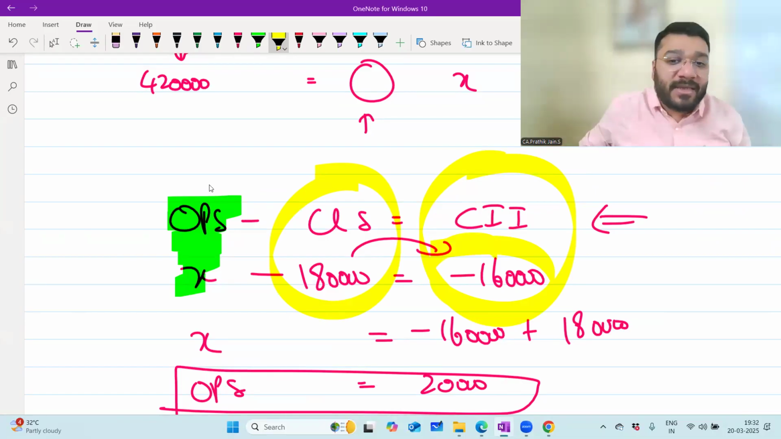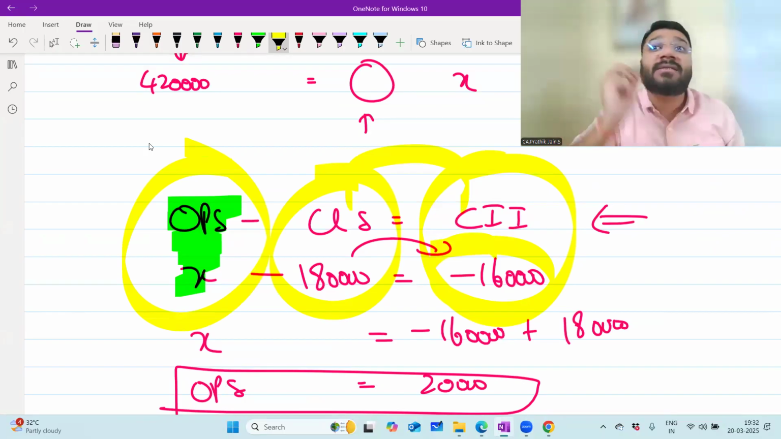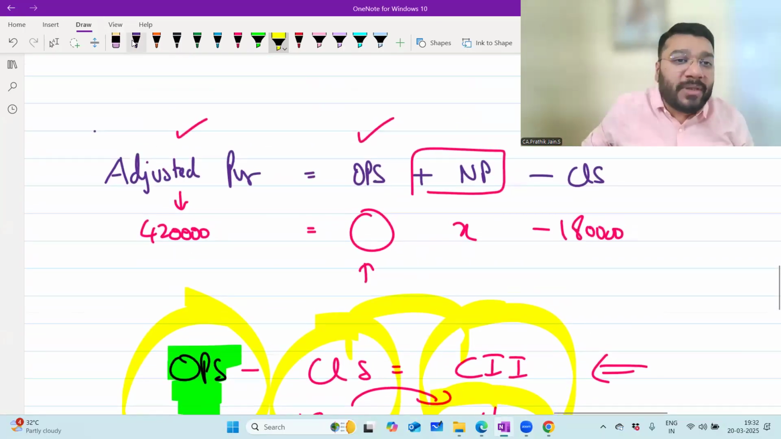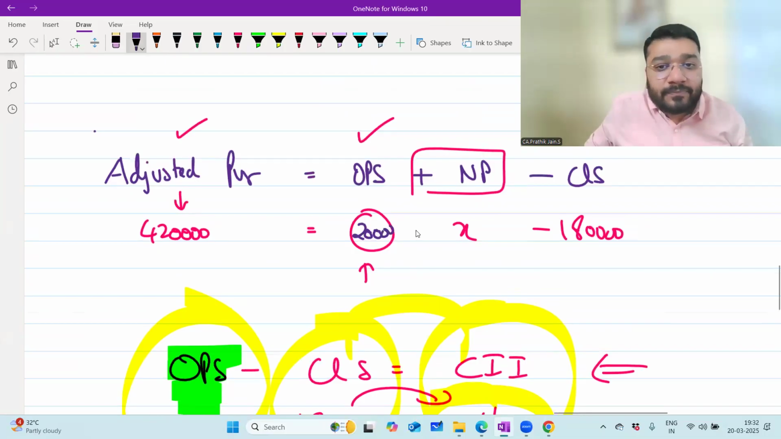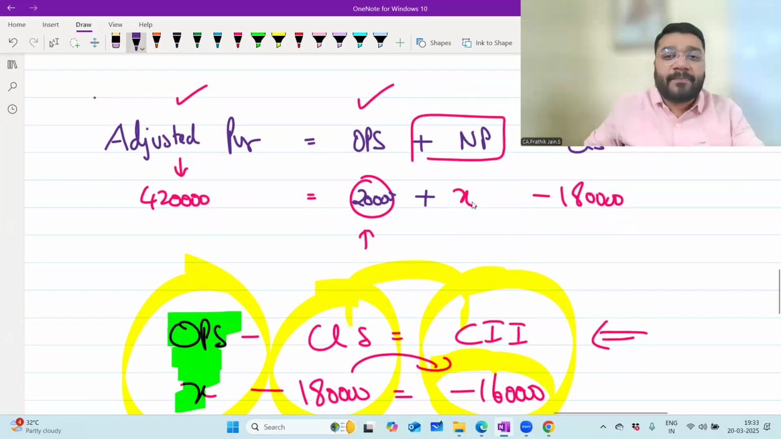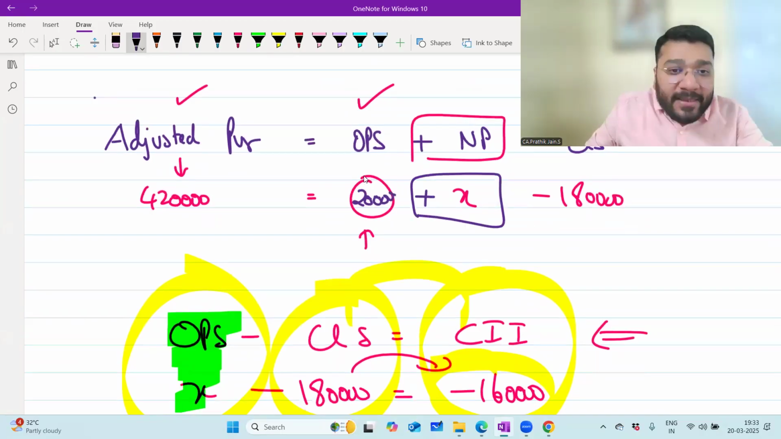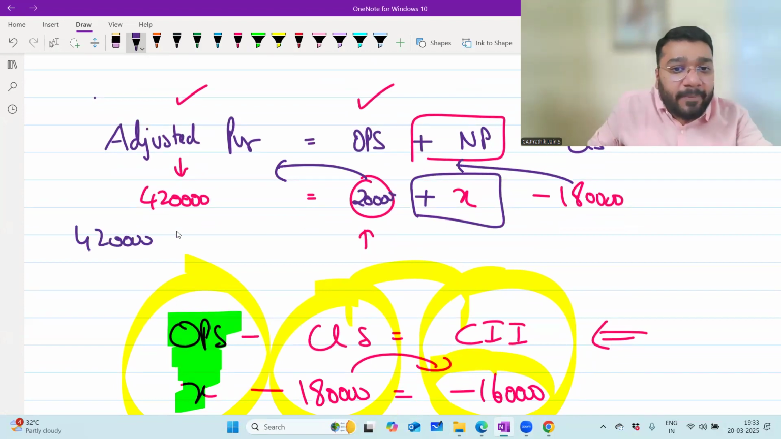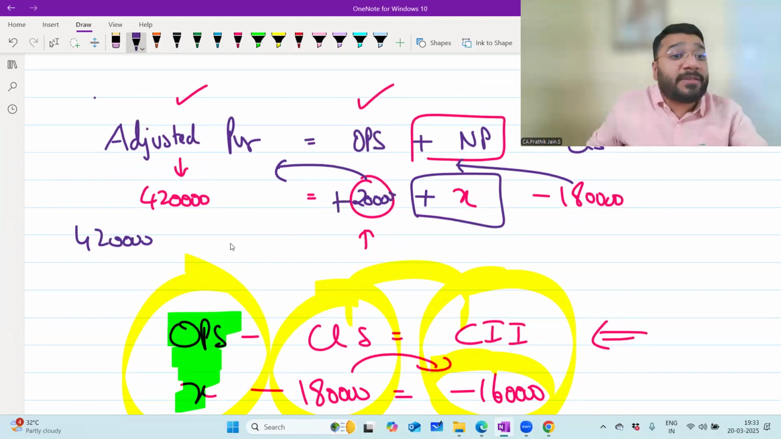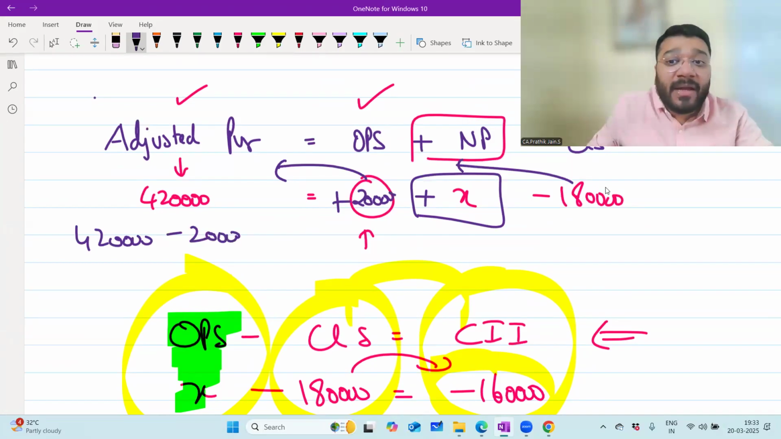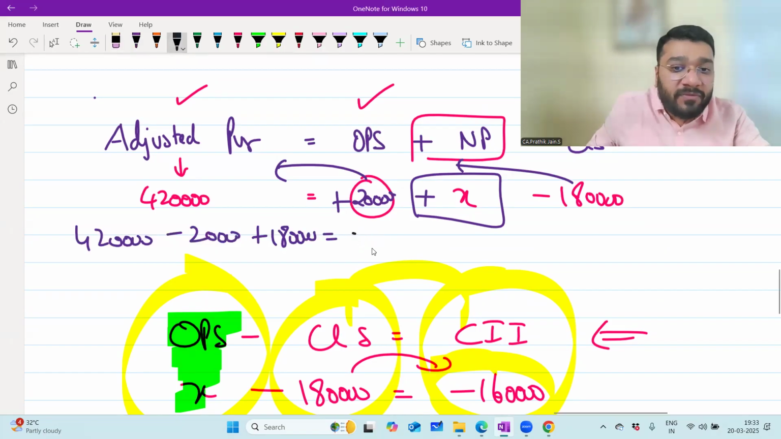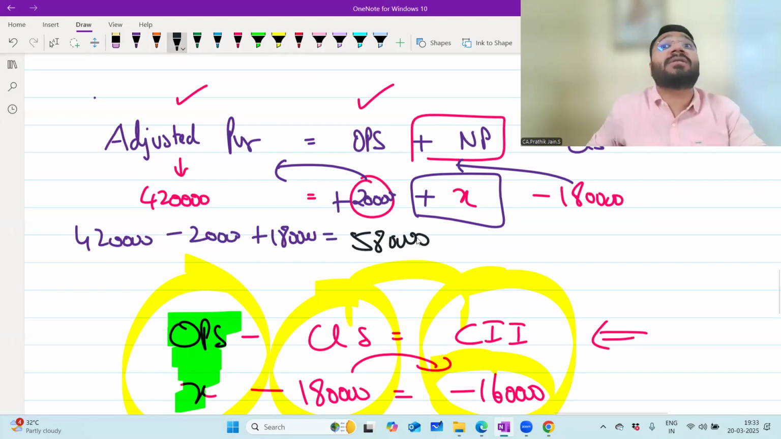So once you have this equation clear, two variables clear, the third variable is the balancing figure. How much is it? 20,000. Now come and substitute that 20,000 here. Now please calculate. I want the net purchases, which means I'll take this opening stock to the other side and this closing stock to the other side. So 4,20,000 plus 20,000, when it goes to the other side, becomes minus 20,000. And minus 180 goes to the other side and becomes plus 180. So what is my purchases? 5,80,000. 5,80,000 is my gross purchase.